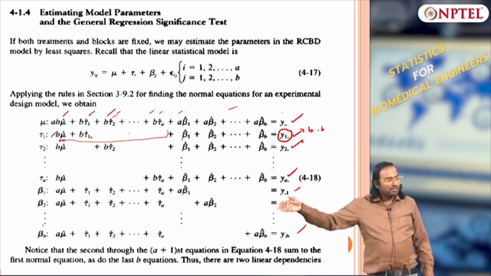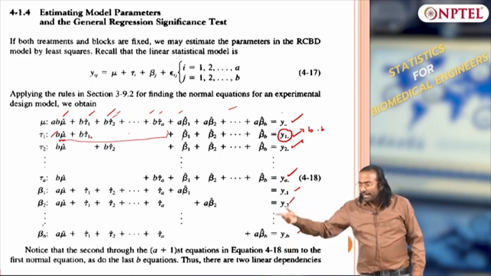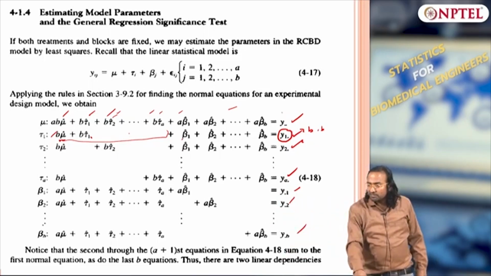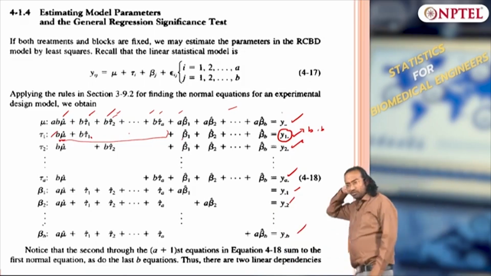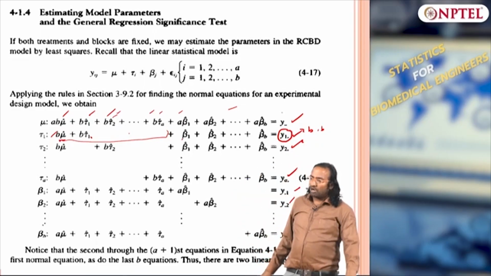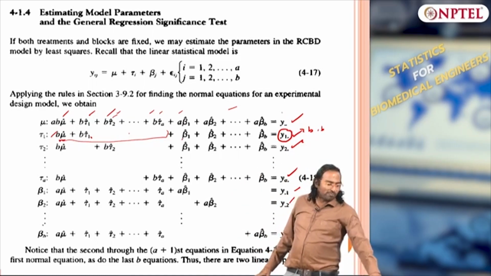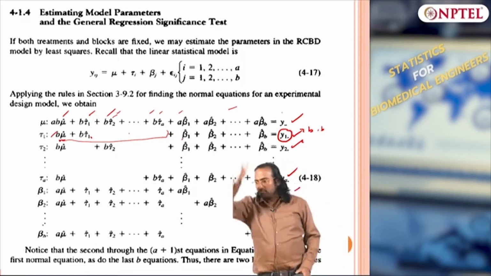And similarly tau 2 dot will appear B times, beta 1 dot will appear A times, beta 2 dot will appear A times. So that is why the first equation. Now coming to the second equation, the equation for tau 1, tau 1 is nothing but y1 dot. How many times in y1 dot will mu appear? B times. There are B data points, right.